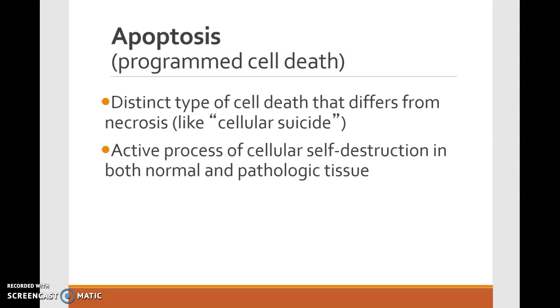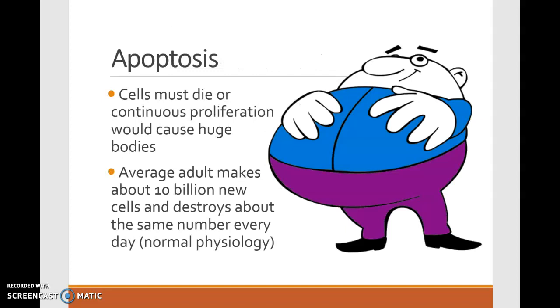Apoptosis is amazing. You better know this word. This is programmed cell death. And our cells are always building themselves up. They're dying and building up all the time. 10 billion new cells every single day. So we are always replacing our own cells.